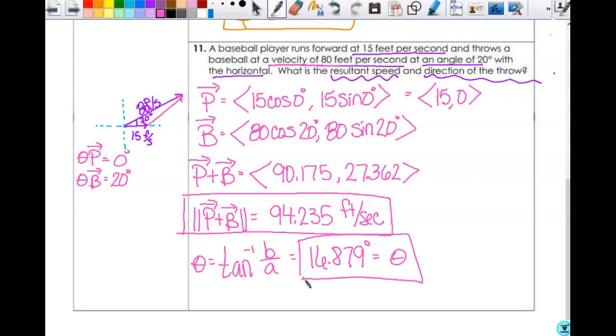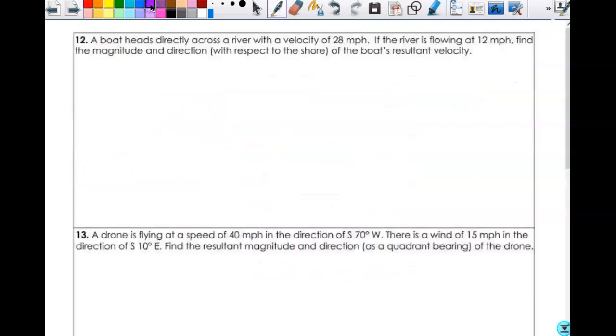Okay. All right, let's look at the next one. All right, so our boat heads directly across a river with a velocity of 28 miles per hour. The river is flowing at 12 miles per hour. We want to find the magnitude and direction with respect to the shore of the boat's resultant velocity.